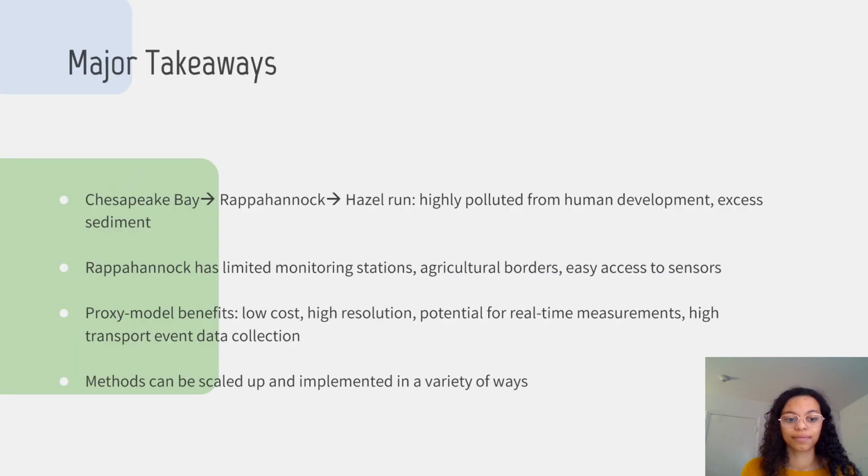So some of the major takeaways are that Hazel Run, Rappahannock River, and Chesapeake Bay are all highly polluted from humans. Rappahannock River and Hazel Run have not been well studied, and our proxy model method has major benefits, and the methods can be scaled up in a variety of ways for a variety of different uses.